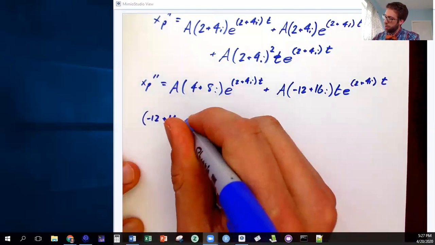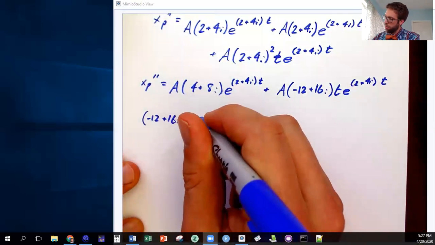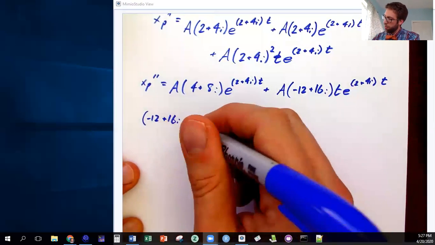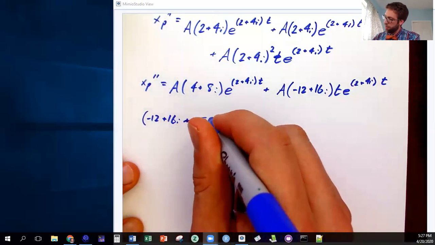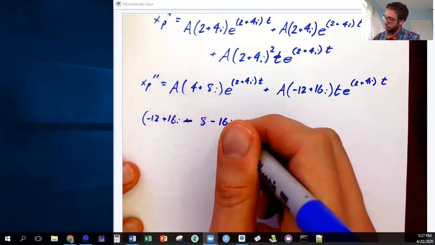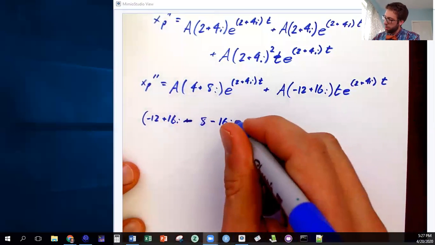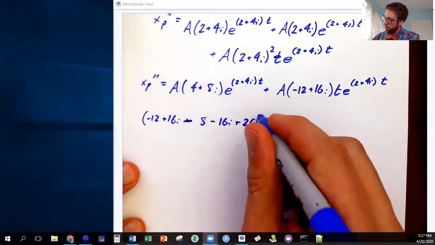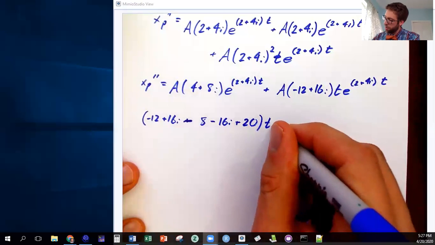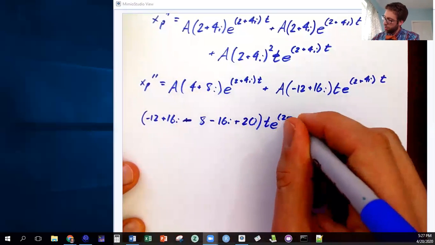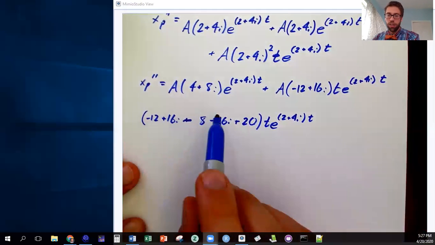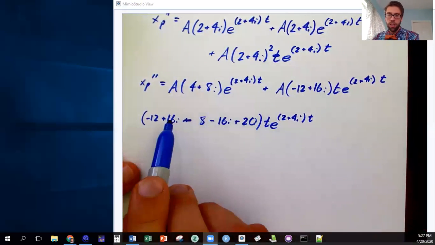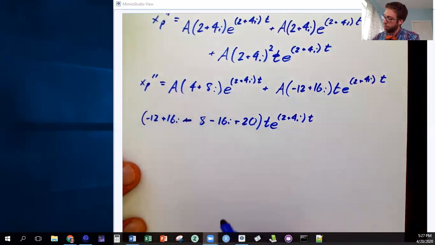no, minus 8, no, yeah, 4 times 2 is 8, minus 16i, and then plus 20 times t e to the (2 plus 4i)t. And it's a nice double check that these terms will cancel out: positive 16, negative 12, negative 8, and positive 20, that all equals 0.